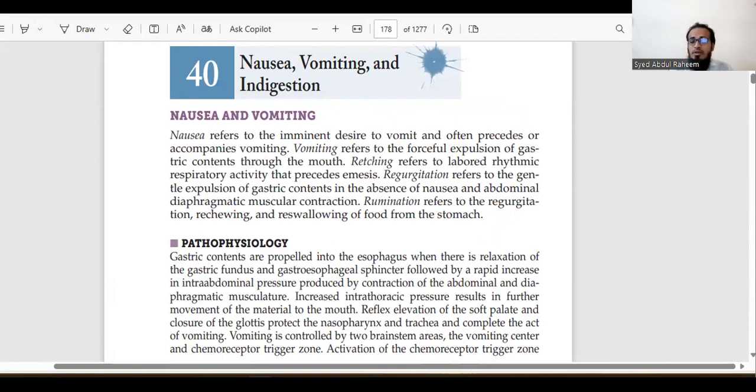What is vomiting? Vomiting means whatever content is in the gastrointestine or in the stomach, you forcefully explode it through the mouth. It is known as vomiting. So before vomiting, you have nausea. Nausea means the sensation of vomiting. Not vomiting, but the sensation of the beginning of vomiting. Vomiting is the forceful explosion of gastric content through the mouth.